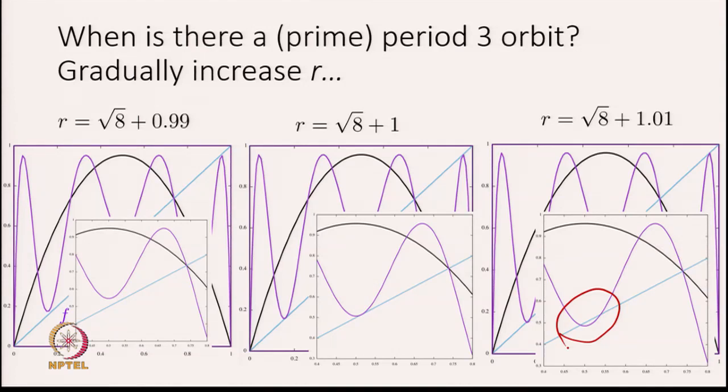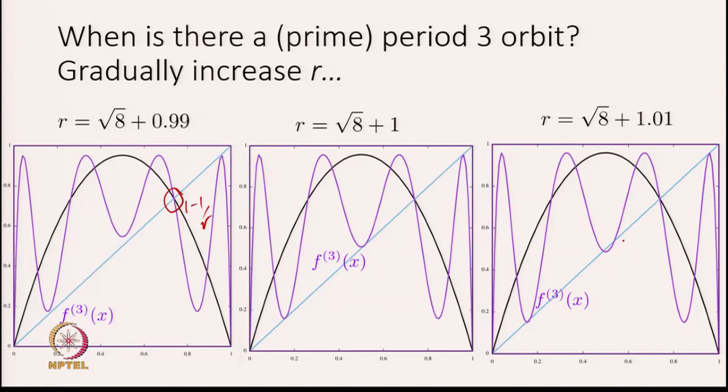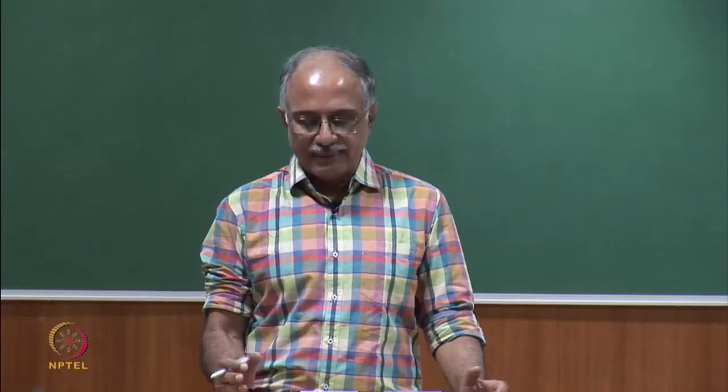Now, this is the third composition of the map. So, what is happening over here, if I may just go back, all right. There are 2 points of intersection here, there are 2 points of intersection there, and there are 2 points of intersection here. So, as the parameter is varied, there is suddenly the creation of 6 new points of period 3, and these form 2 different orbits of period 3.